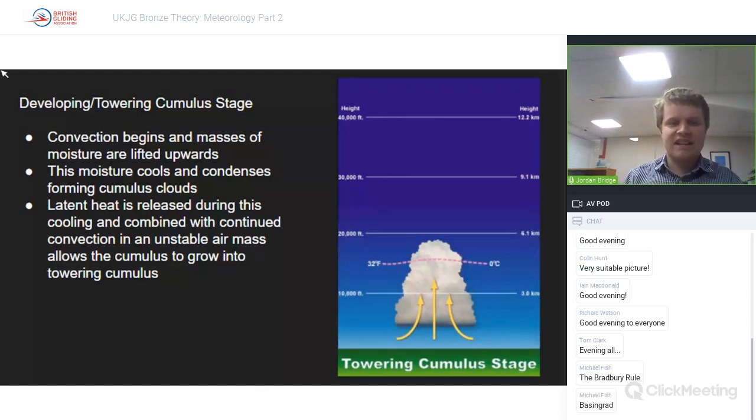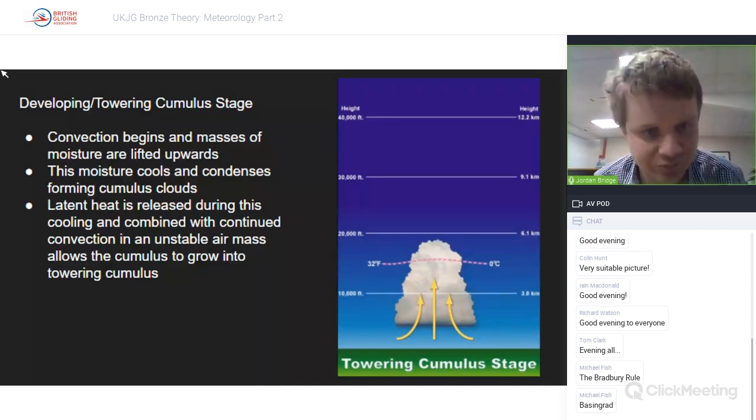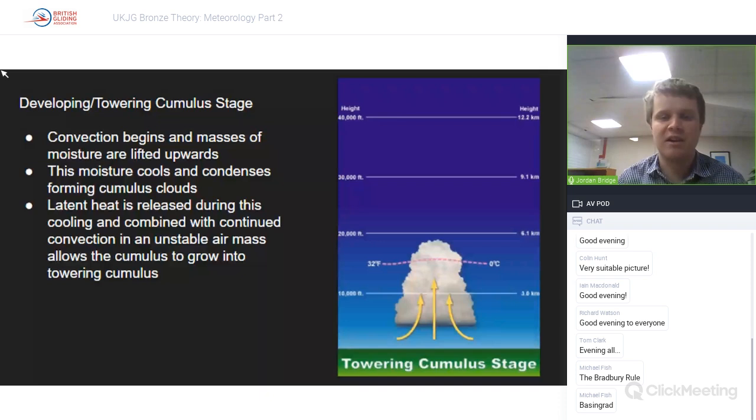The latent heat is released in this cloud, and because of that, we've got a saturated adiabatic lapse rate. That line continues to rise, and that parcel of air continues to go up and pushes all the moisture up, continuing to condense all the way with clouds going up. And that grows into a towering cumulus.